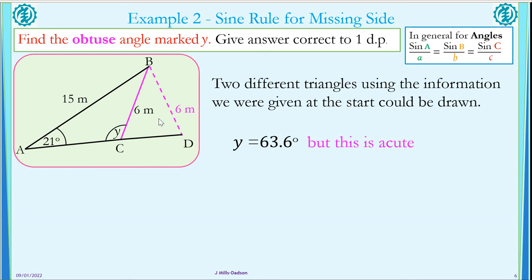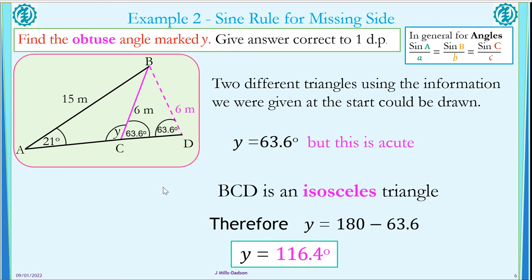This is acute, 63.6. This is the angle we've calculated. And as you can see, this is isosceles, so this is the same angle on this side. And you realize that to find y, all that you need to do is to take your angle that you've calculated from 180. So when that happens in an exam, all you need to do is take your answer away from 180. So this is just an explanation for you to understand why it's so. And therefore, the answer is 116.4 degrees, and that is the obtuse angle we've been asked to calculate.